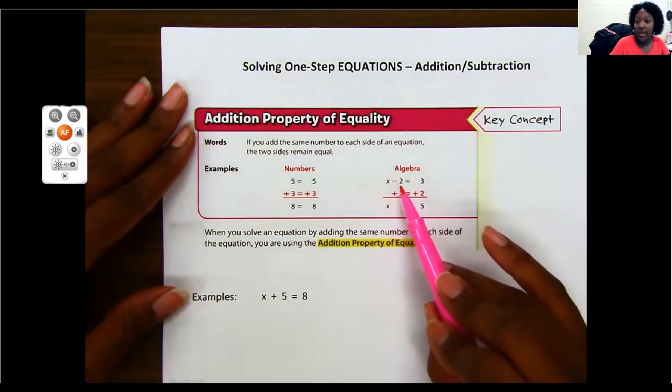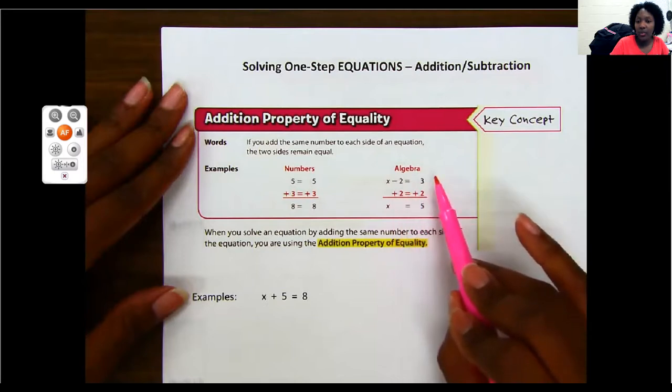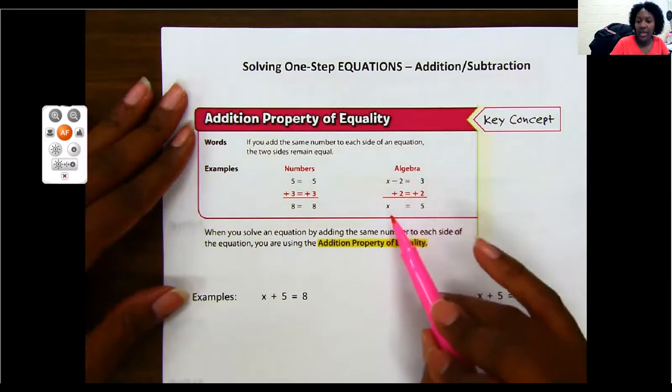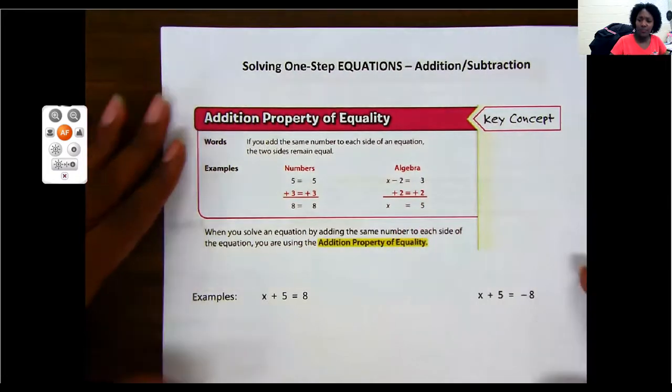So the opposite of a negative 2 is a positive 2. So because I added 2 on this side, I must also add 2 on the other side to make sure it balances out. When I do that, I get x equals 5. So we're going to talk about how we got that answer. Let's look at these.